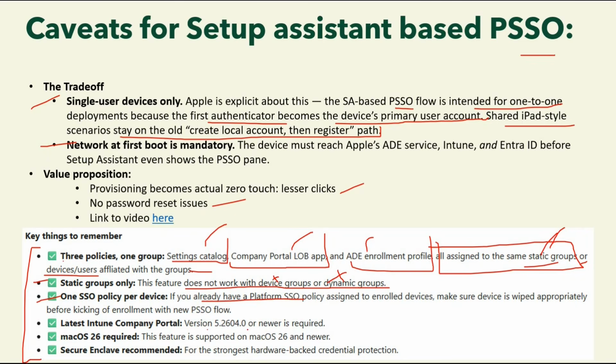Latest version of Company Portal. This is the latest version for now, that is 5.2604.0. So you need to have this version or later, macOS 26 or later, and then the recommendation is using Secure Enclave, because we already know the advantages of Secure Enclave.